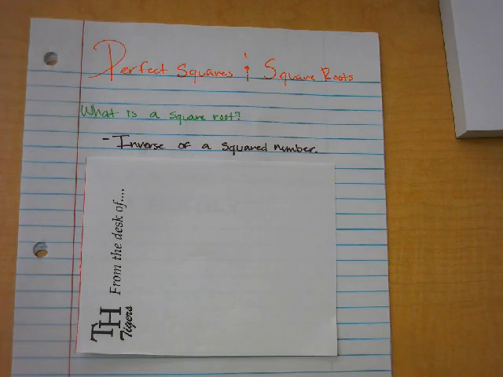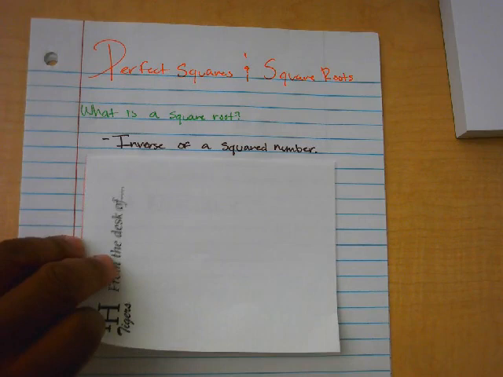So like we have the number 9, the number 9 is a perfect square. But the inverse of that is to figure out, well, what number did we start with to get to that 9, to get to that perfect square? So that's what we use a square root for.